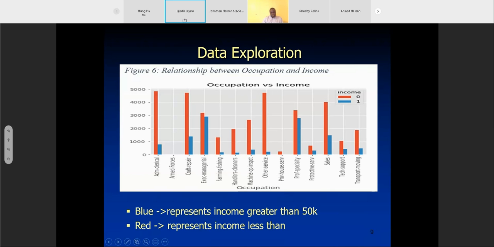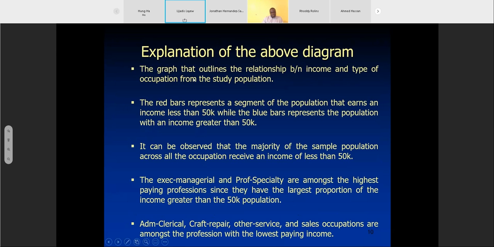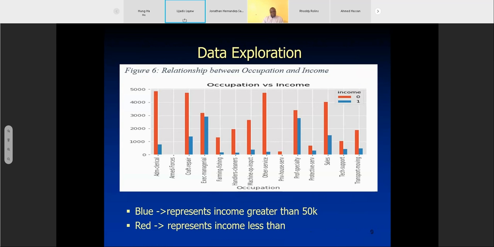We can explain more here. So this is the graph that outlines the relationship between income and the type of occupation from the study population, and the red bar represents a segment of the population that earns an income less than 50K, while the blue bar represents the population with an income greater than 50K. It can be observed that the majority of the sample population across all occupations receive an income less than 50K, as we see on the graph.